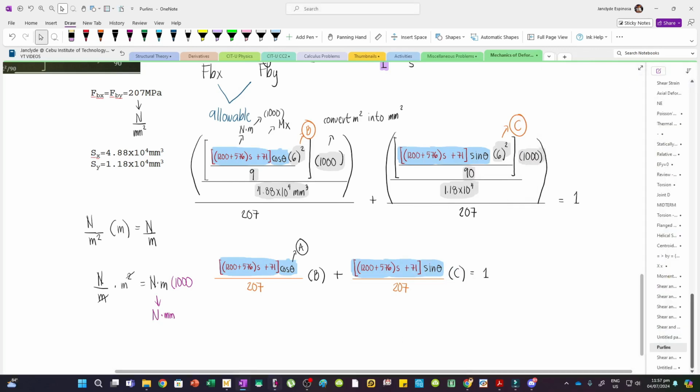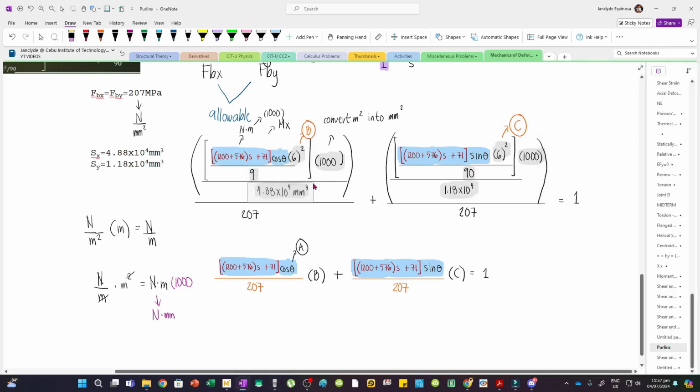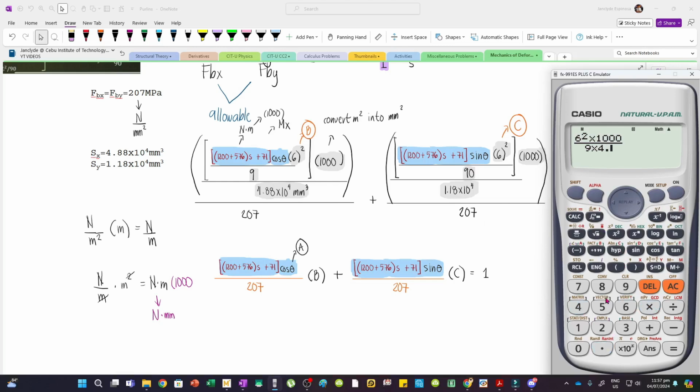So, review natin yung mga naka-store. Again, A is 18.43. This is the angle theta. And then B is this expression, yung naka-gray. So, we have 6 squared times 1,000 divided by 9. And then, just multiply this dito sa 9. Kasi di ba, we are just dividing this expression by S. So, we have times 4.88 times 10 to the 4th. We have 5 over 61. So, Shift Store, lalagay ko sa B.